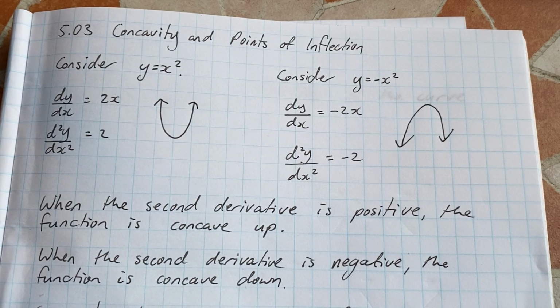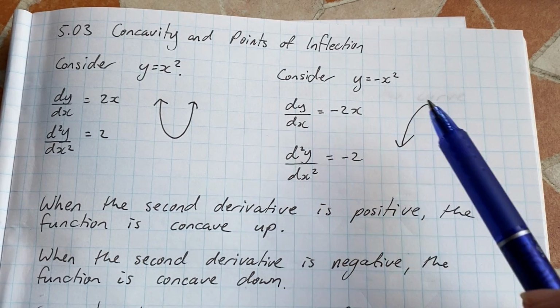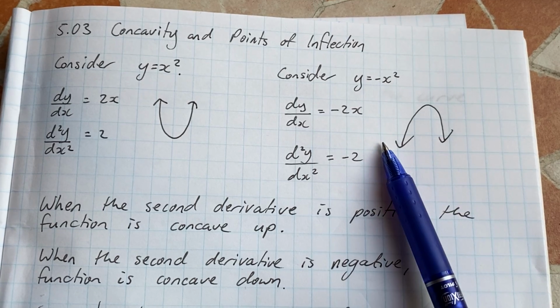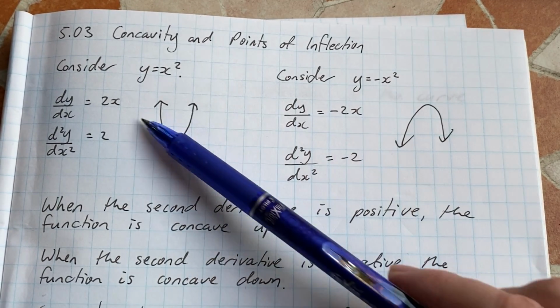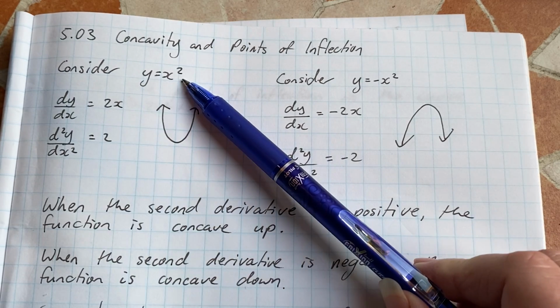Exercise 503 is about concavity and points of inflection. Now this video is just the basic theory on it. I'll do another video on examples. So firstly, let's just consider y equals x squared.